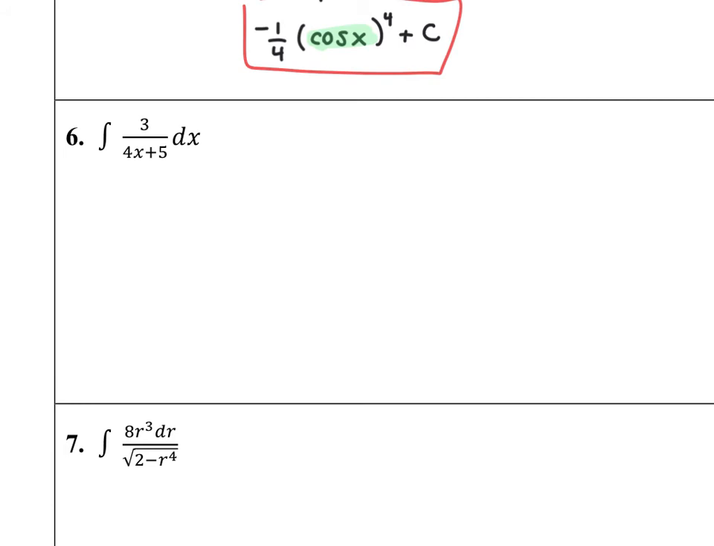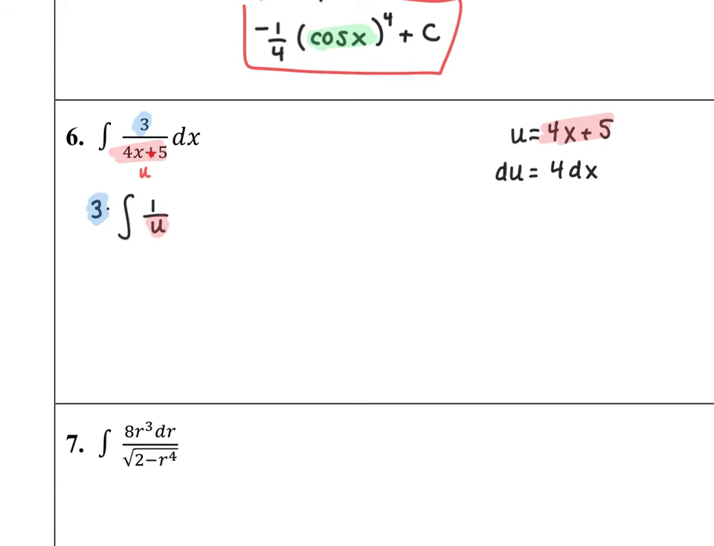I'm going to let u equal that 4x plus 5. If we go ahead and look ahead here for a second, if I'm going to put a u down there in the denominator, and this is going to be something over u, what I'm going to be looking at is a natural log as my antiderivative. On this one, I'm going to go ahead and take that constant multiple, that 3. I'm going to pull it to the outside right now. So I've got my 3 pulled to the outside.